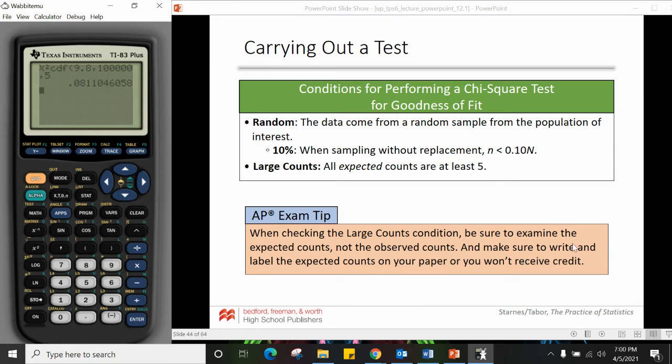And they say to make sure to write and label the expected counts in your paper, or you won't receive credit. So the same thing, you couldn't just say my sample size is larger than 30. You had to actually say n is bigger than 30. Here, you'd have to say each expected count is at least 5.